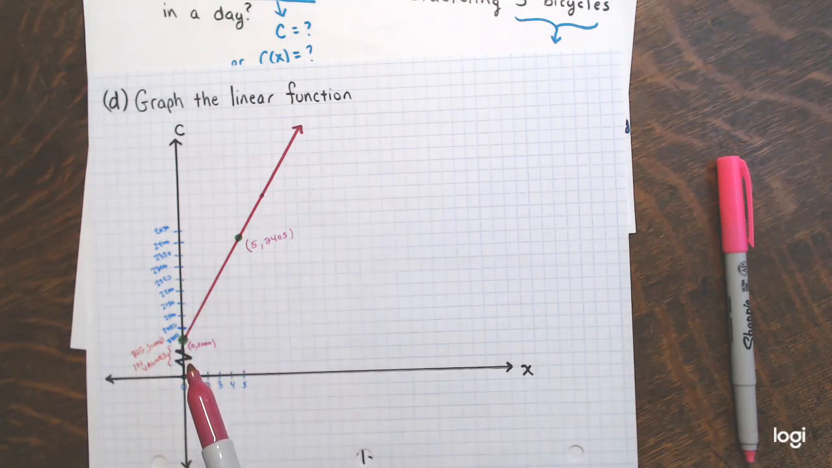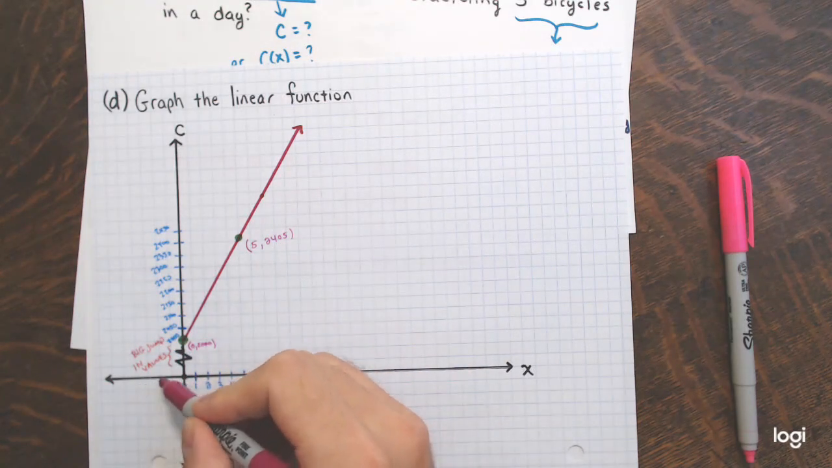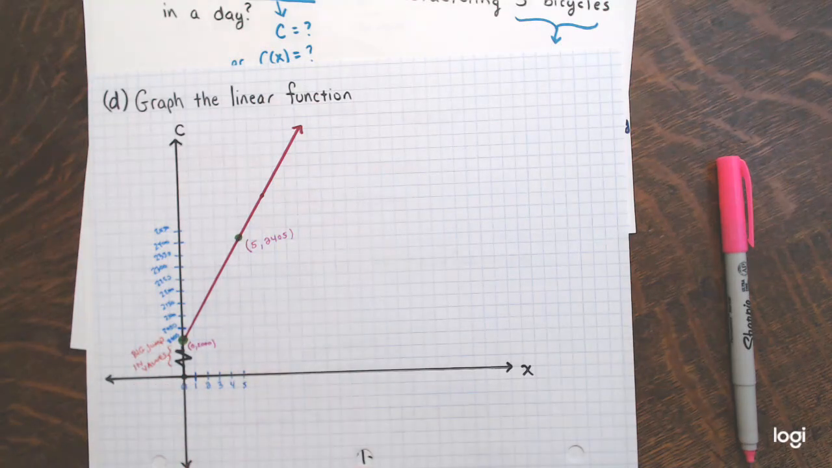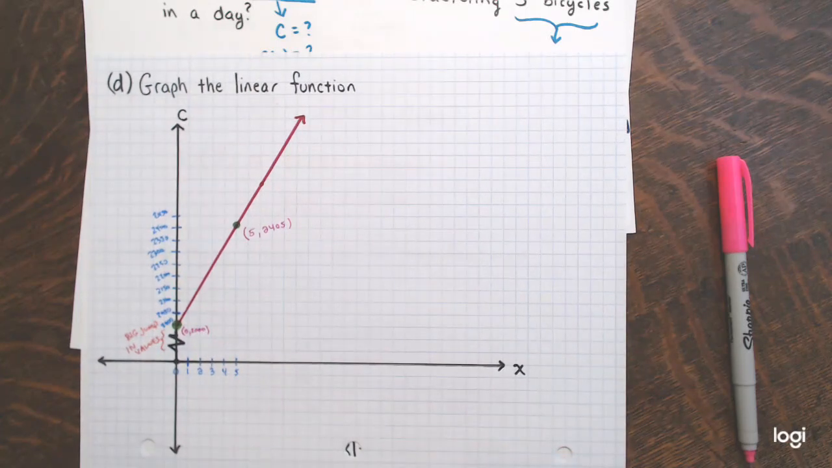Because, as I said earlier, if I continued to the left here, if I drew it going down, that would imply that I had some points with a negative x value. That means I would have created negative bicycles, and that doesn't make any sense in the context of this problem, right? It doesn't make any sense to create or produce negative bicycles. So great. There's the graph of that linear function.